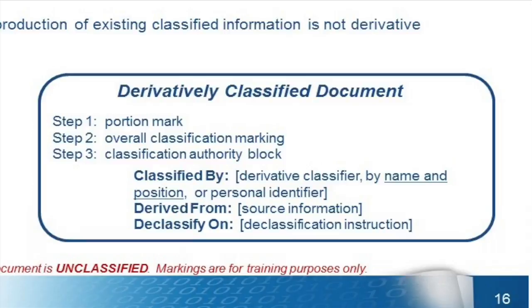The second step is to apply the overall classification marking. This will be the highest level of classification of any of your portion markings. The third step will be to apply the classification authority block. This block is usually placed at the bottom of the first page of the document and includes the name and position or personal identifier of the person who created the document, the source information where the information was derived from, and the declassification instruction, which is usually carried over from the source document.